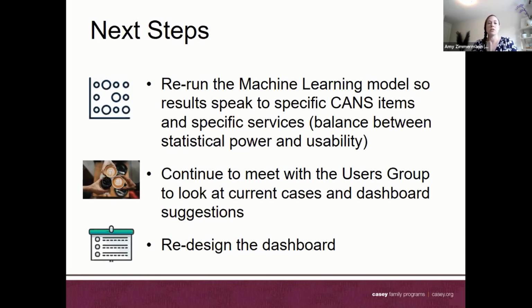And then, of course, continuing to meet with the users group. And what we're doing right now with them is they're coming to us with their current cases, and we're looking at what the dashboard is suggesting on those cases, and what the workers are saying fits and doesn't fit, and what might just be kind of general information that isn't useful enough, and what would be more helpful for where the case is at and what they're looking for in the dashboard. So that's been really fruitful. And then the next step after we have kind of model 3.0 is going to be a redesign of the dashboard so that it's much less overwhelming, and presenting information in bite-sized chunks that people can drill down through instead of all at once. Next slide.